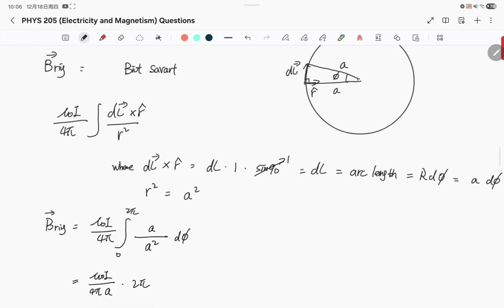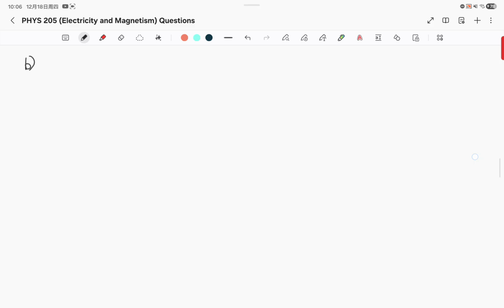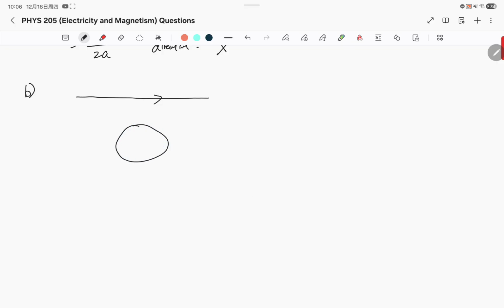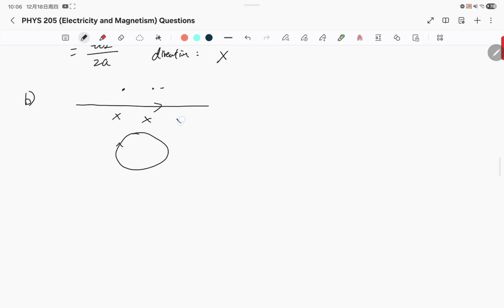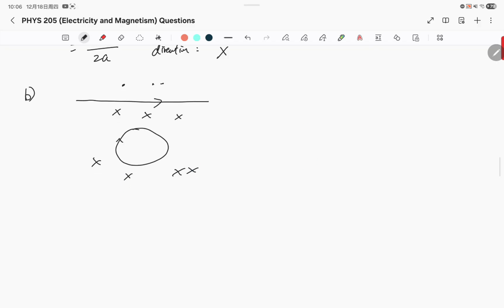Let's do B. What is B talking about? If we suddenly cut a long straight wire, what happens to the current in the loop? Okay, so that brings us to Lenz's law. So we have this long wire, and we have this circle. We say that we have a magnetic field generated by the long wire, and it's coming out of the page here and into the page here. And this ring itself has a magnetic field into the page in the center.